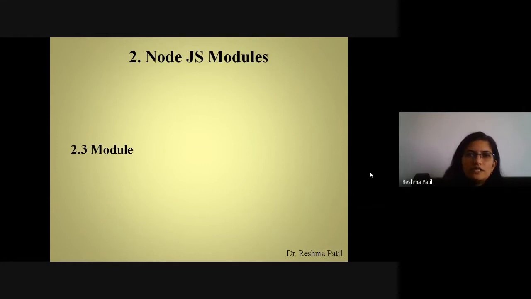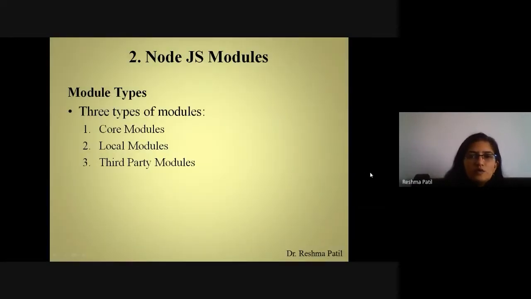Today we are going to start the next point of Node.js, that is modules. We have seen the definition of module yesterday. It is a collection of JavaScript functions and objects, so we can use those modules externally in other applications. There are three types of modules: core module, local module, and third party module. For our syllabus, we have the first two parts, core module and local module.